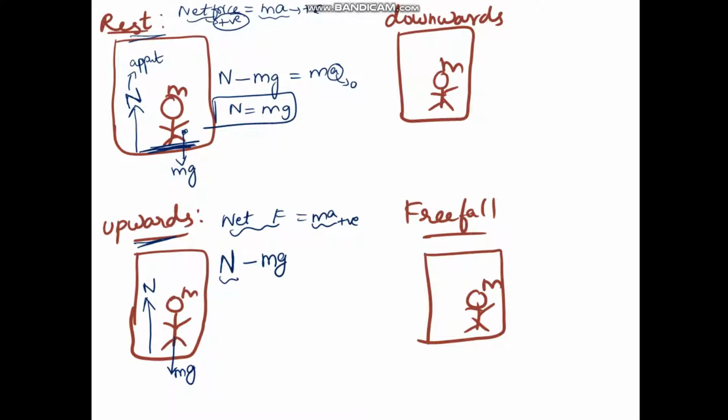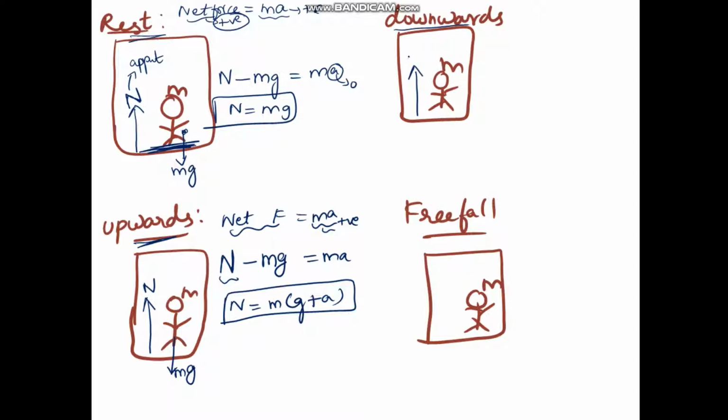Why am I writing N as plus? To get a positive value, since the other side of the equation is positive, is equal to ma. N is equal to m into g plus a. Now this N is the apparent weight of the man in the lift moving upward. Now let us see the next case, moving downwards.